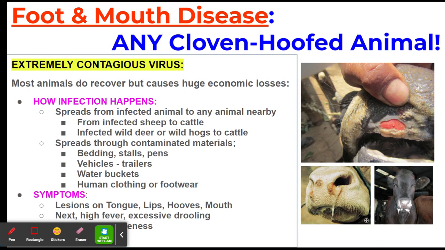This can also spread through contaminated materials. This virus can stay active for days in bedding, in stalls, in pens, in vehicles, in trailers, in water buckets. It can remain active on human clothing, on human footwear like boots.